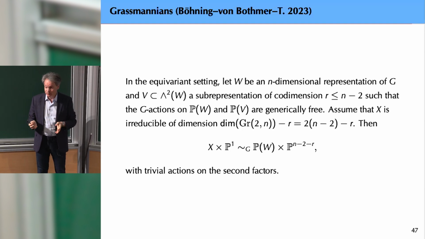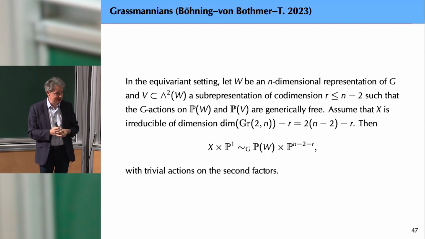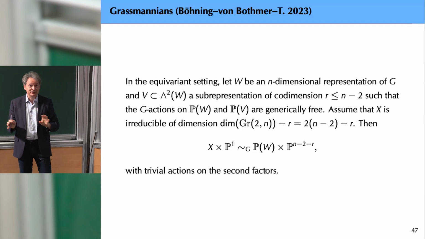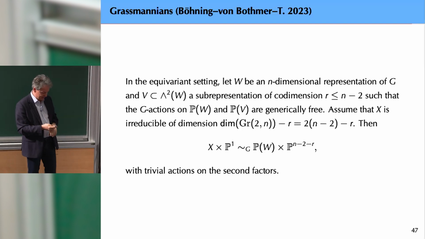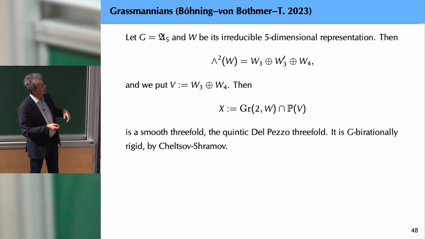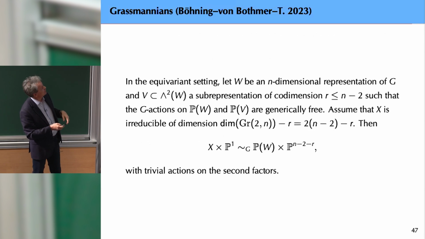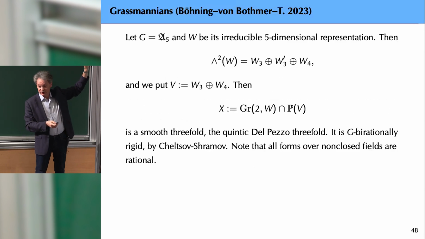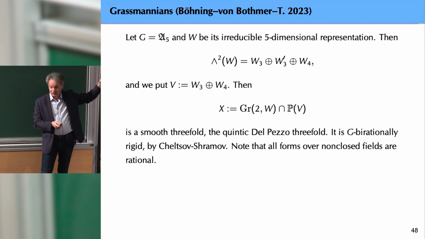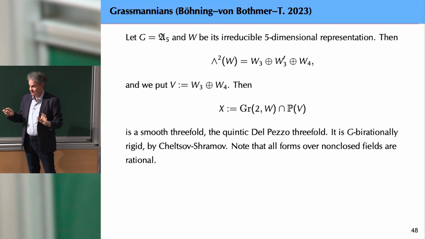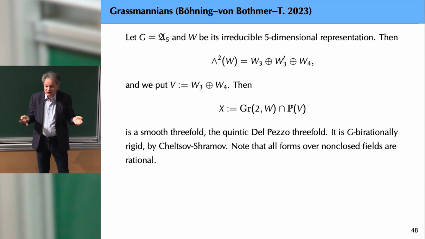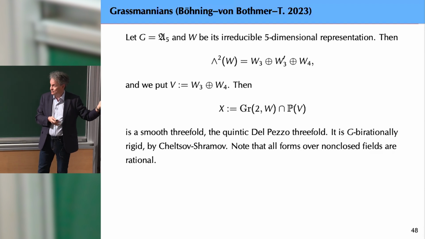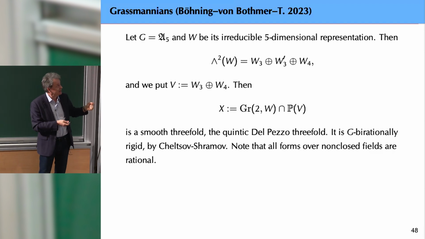It's a fantastic book. It has a lot of explicit geometry, K3 surfaces, everything inside. I should also say that over non-closed fields, this is actually always rational. So you never look at this thing because it's always rational. All the twists, all the forms are rational.